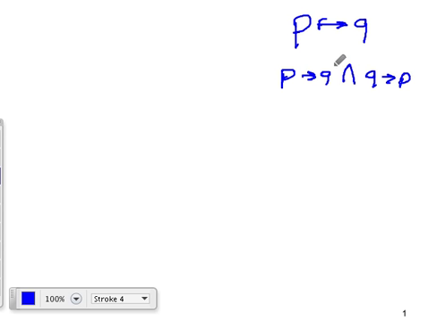Now, what we need to do is the truth table for the biconditional. Remember, what is the biconditional? P only if Q. And remember what that means: it means if P then Q, and it means if Q then P. Notice I used the word and. So this is really what we want to check out.